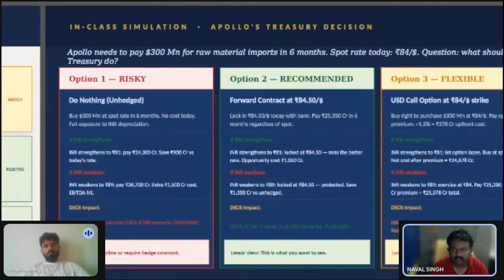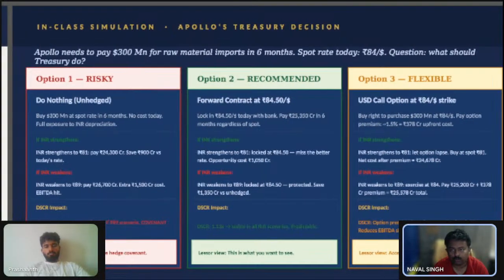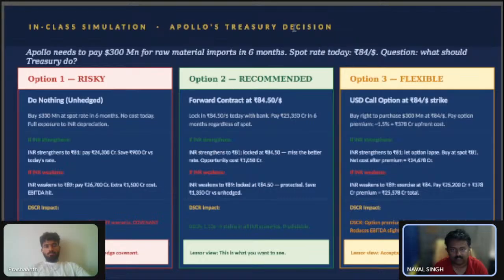Finally, what do you do? So this is an in-class simulation. Apollo's treasury decision. Apollo needs to pay 300 million for raw material in 6 months, which is 3,000 crore rupees. Spot rate is not 84, it's 92 rupees. What should our treasury do? Option 1, do nothing, risky, because this becomes 100 rupees, so you will default.